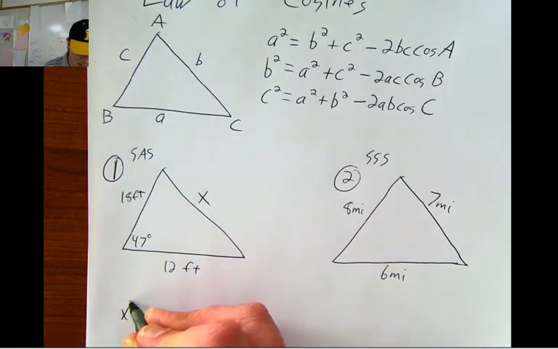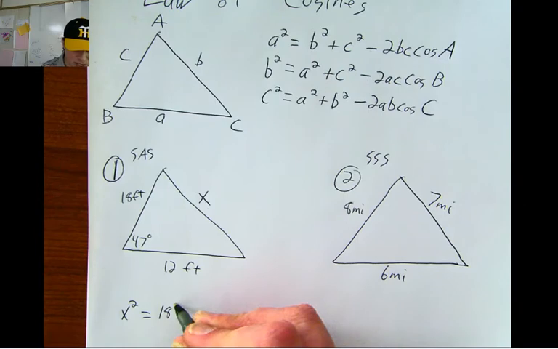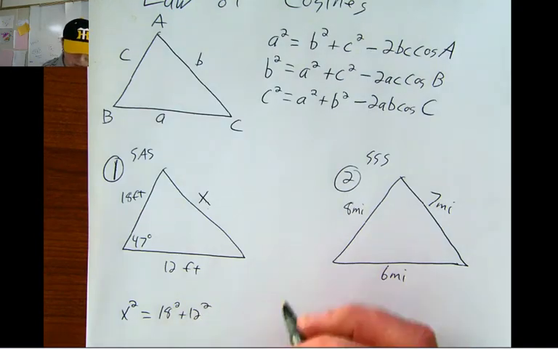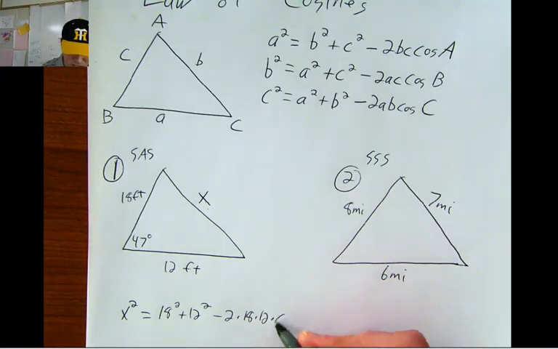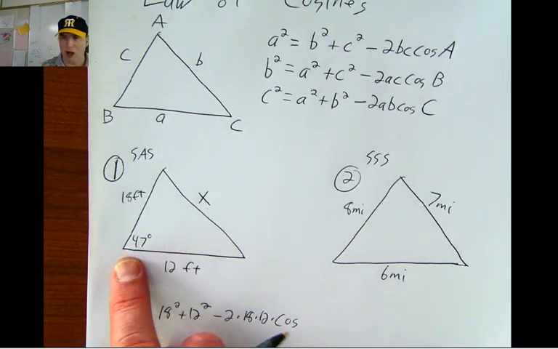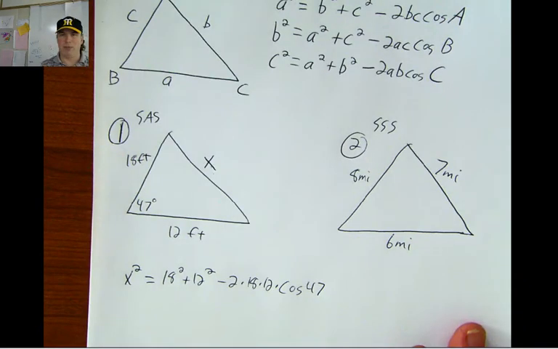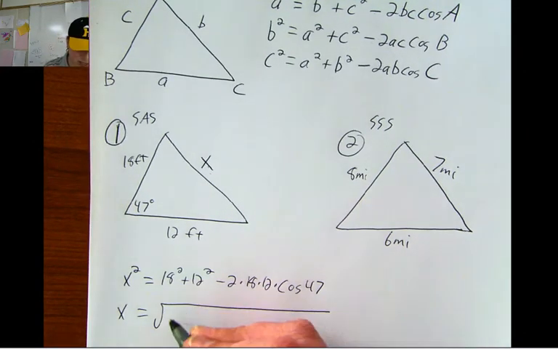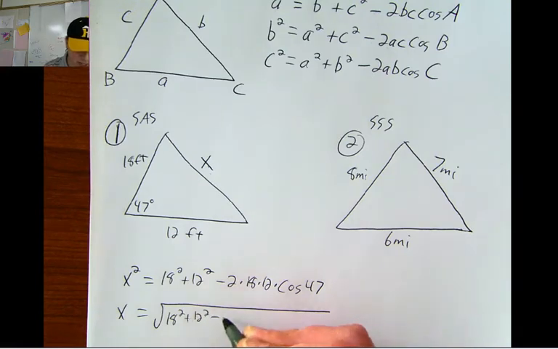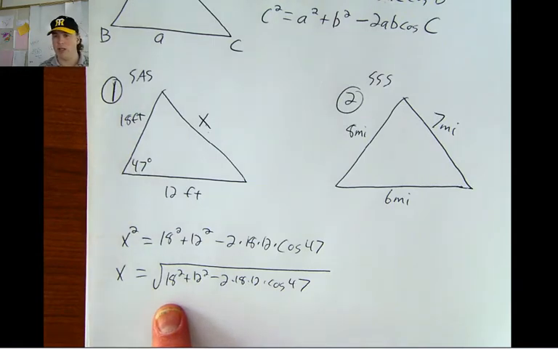So in this particular case, it's x squared equals the squaring of the other two sides, so 18 squared plus 12 squared minus 2 times that 18 times the 12 times cosine of that angle, and in this particular case the angle opposite that side is cosine 47. And you might ask for an exact answer and a decimal approximation. Well, the exact is just going to be the square root of all this stuff. 18 squared plus 12 squared minus 2 times 18 times 12 times cosine 47. That is the exact. You don't have to worry about the positive negative because we're talking a triangle here.